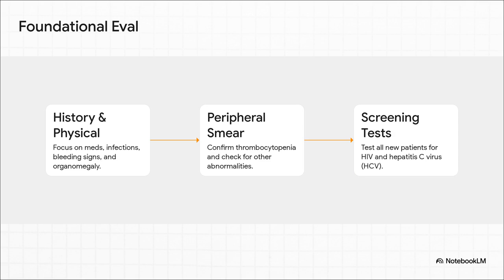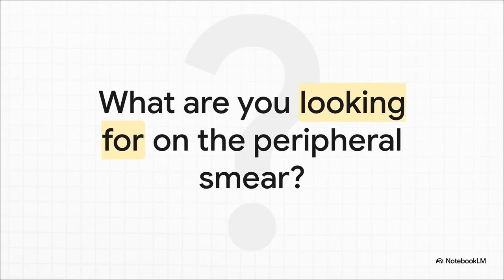So what does that detective work actually look like? Well, it rests on 3 main pillars. First, a super detailed history and physical. Second, and this is completely non-negotiable, you have to review the peripheral blood smear with your own eyes. And third, you've got to screen every new patient for HIV and hepatitis C. So let's really focus on that second pillar, because the peripheral smear is your most powerful tool right at the beginning. When you sit down at that microscope and look at the slide, what are the key things you need to be actively hunting for?